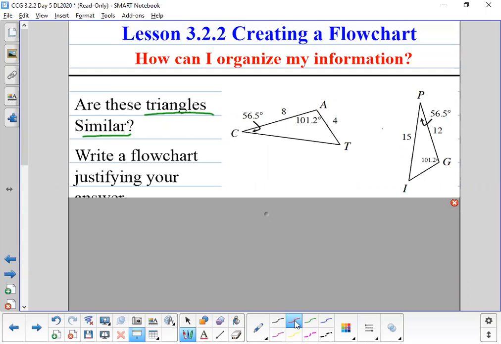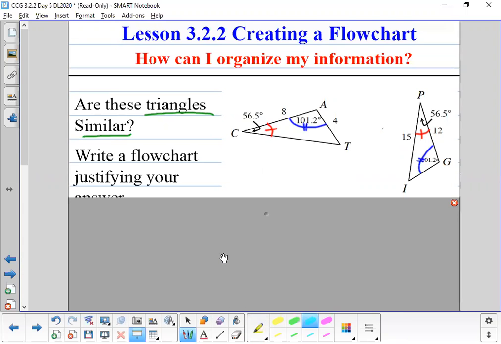So I'm going to take a look at the angles first. I see angle C is marked as 56.5 degrees, and angle P is also marked as 56.5 degrees. So I am going to mark those two angles as being congruent in my diagram. I like to use colors to color code stuff, so it's a little bit more visual for those visual learners amongst you. So I'm going to switch to blue now, and I'm going to mark angle A, which is 101.2 degrees. And in my other triangle, I also have an angle that is 101.2 degrees. So those two angles are going to be congruent to each other.